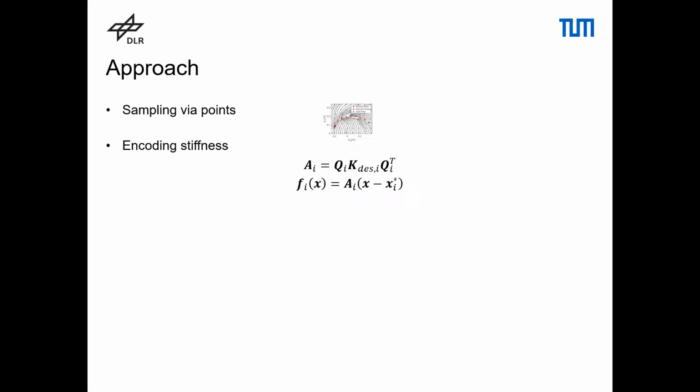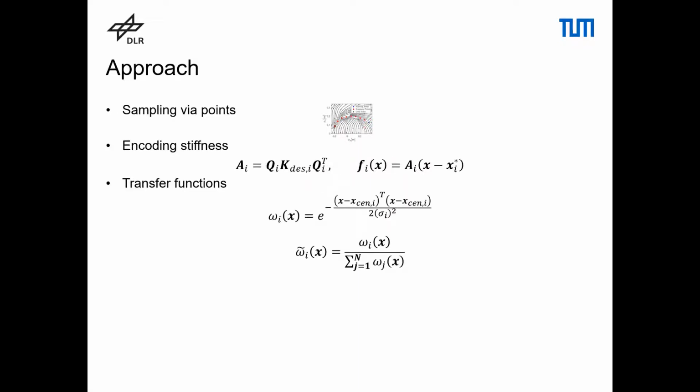The second step is encoding the stiffness profile. To do that, we construct the constant matrix Ai as the multiplication of a direction matrix Qi and a diagonal positive definite stiffness matrix K desired i. The direction matrix is defined according to the direction of the original dynamical system.